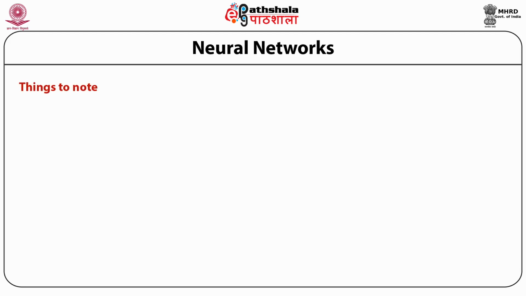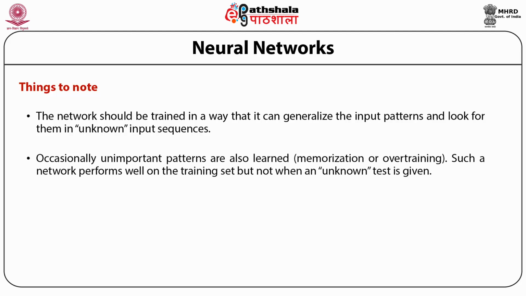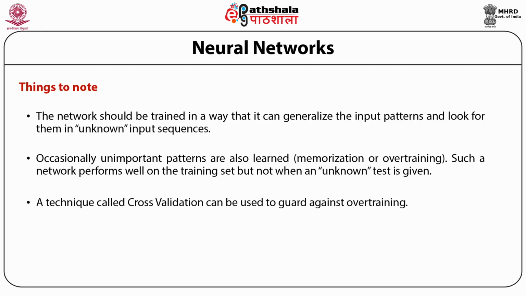So a few things to be noted. The network should be trained in a way that it can generalize the input pattern and look for them in unknown sequences. Sometimes unimportant patterns are also learned. Sometimes we call them memorizations or overtraining. In such a case, the network performs very well for test sequences and performs very badly for unknown sequences. So there are techniques to prevent overtraining; commonly cross-validation, even multi-layered cross-validations, etc. are used as a guard against overtraining.